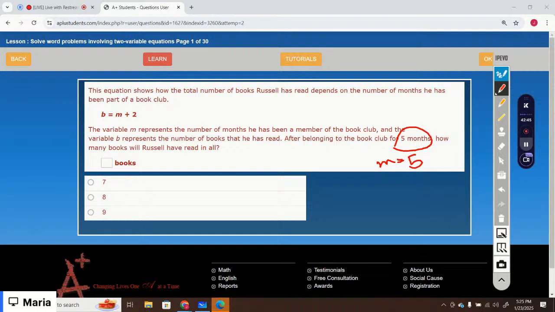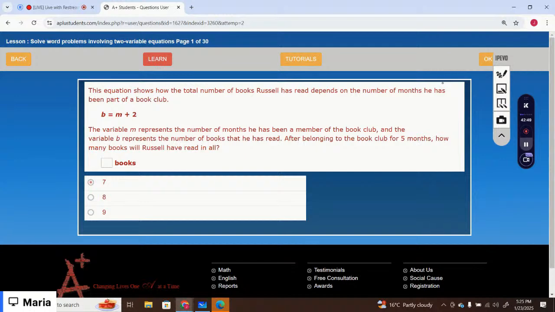That is 7. Very good. Option number 1 is the correct option. 5 plus 2 makes 7.